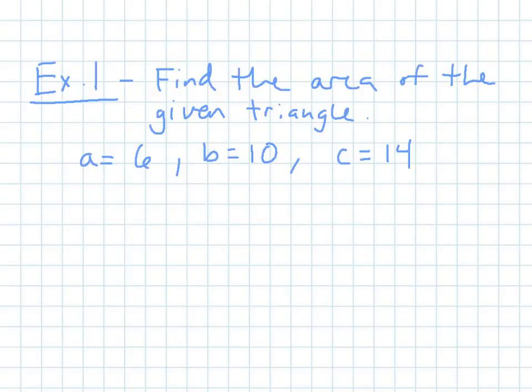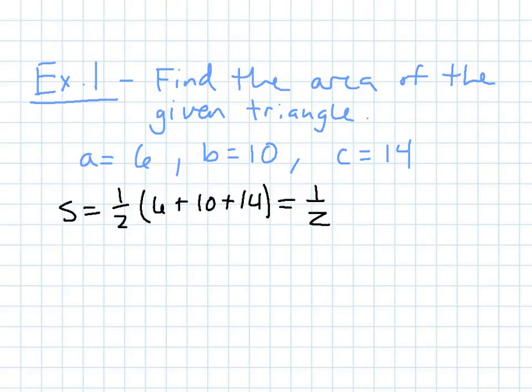So let's do an example here. Example 1 says find the area of the given triangle. You have A is 6, B is 10, and C is 14. So here, if I want to find the area, I first need to use this formula. So 6 plus 10 plus 14. That gives me 30. So 1/2 of 30 is 15.